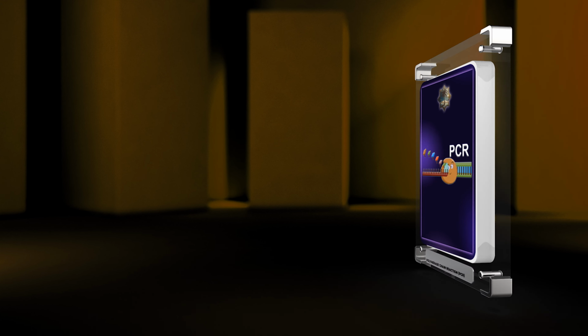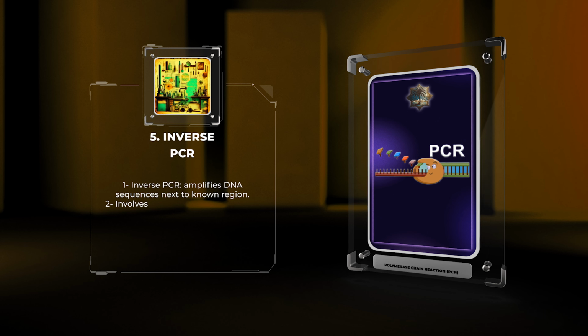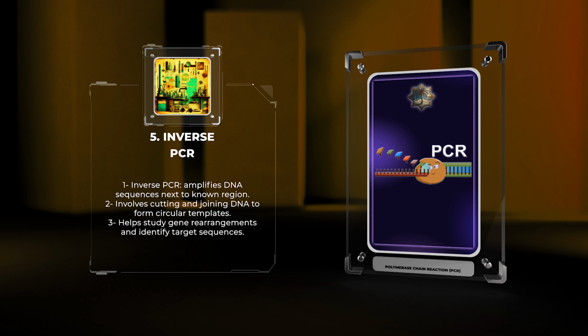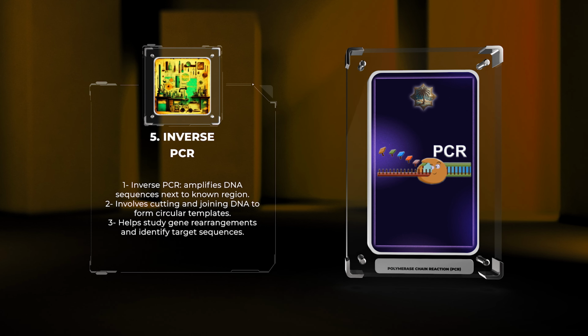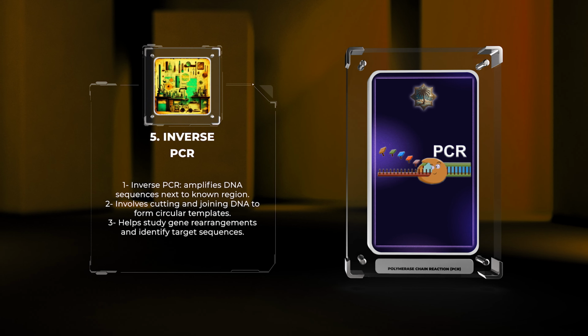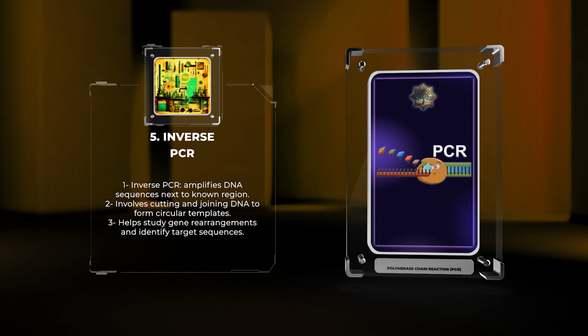Inverse PCR is a method to amplify DNA sequences next to a known region. It involves cutting and joining DNA to form circular templates, which are then used in PCR. This technique helps study gene rearrangements and identify target sequences.